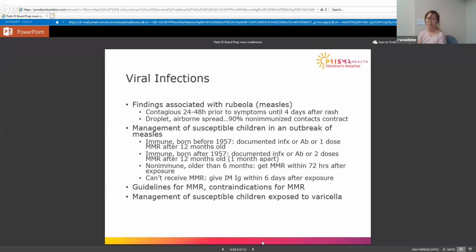If you're not immune based on all of that and you're older than 6 months old, then give your patient the MMR vaccine within 72 hours after exposure. If you can't give it because they're younger than 6 months or they're pregnant, you give an IM dose of immunoglobulin within 6 days after exposure. So much minutia. And remember too that if you give the MMR early, it doesn't count towards it.